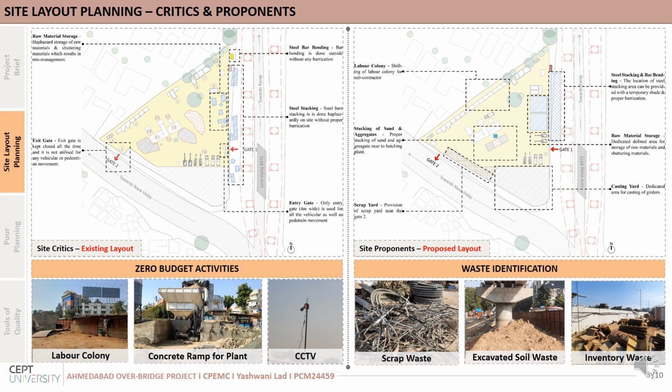Later, we identified zero budget activities, which include the labor colony, ramp for batching plant and CCTV cameras. Also, we identified the waste on site, which includes the scrap waste, excavated soil waste which has not been dumped to the dedicated area, and inventory waste.